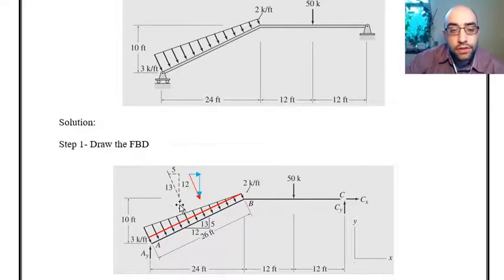So this is the direction of the force. If I want to find the horizontal component, that will be 5 over 13. If I want to find the vertical component, that will be 12 over 13. Right?